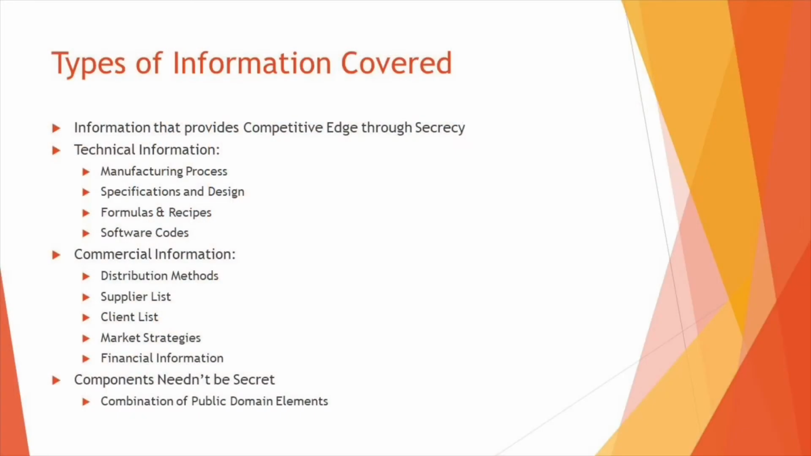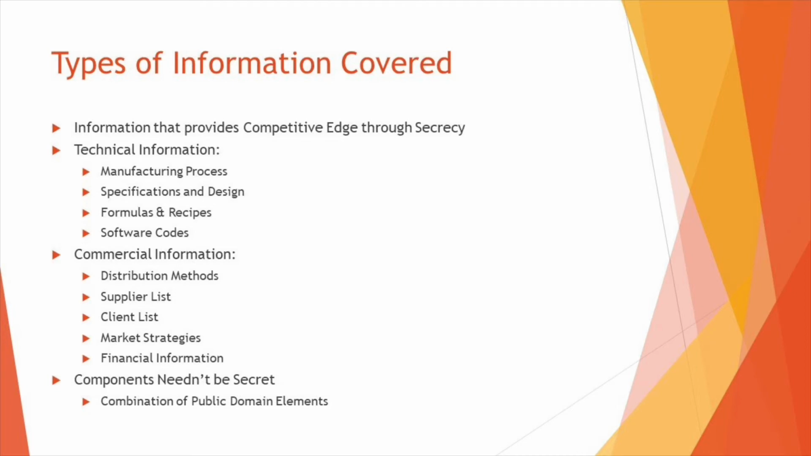So first, let's take a look at what type of information can be considered a trade secret. At its core, a trade secret protects information that provides a competitive edge through and by virtue of secrecy. Now, there are a couple of different types of information that will fall under this heading, but this is the key principle to keep in mind when deciding whether your information can be considered a trade secret or not.